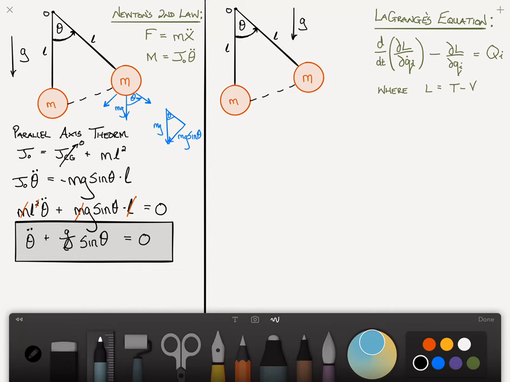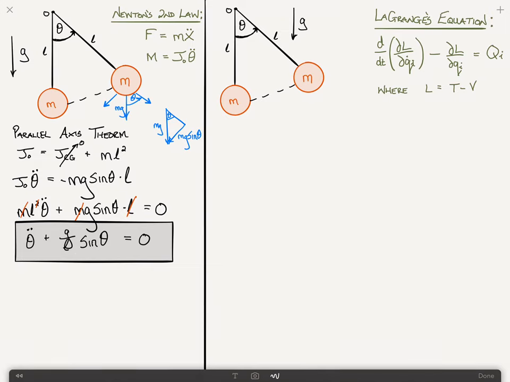Now, while we can write it very simply using Newton's law, when we get into more complicated problems, we'll find that the Lagrange equation method is actually a little bit easier. So I'm going to do it this way as well. What this requires is for us to find both the kinetic and potential energy of the system. The kinetic energy of the system is very easy to write. It's that T, the kinetic energy, is one half times J naught times theta dot squared, which, as we know, can be rewritten as one half times m L squared theta dot squared.